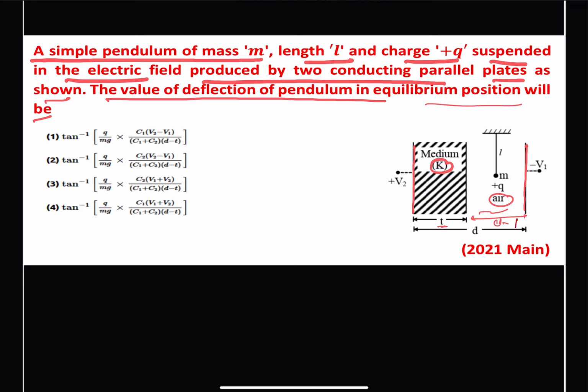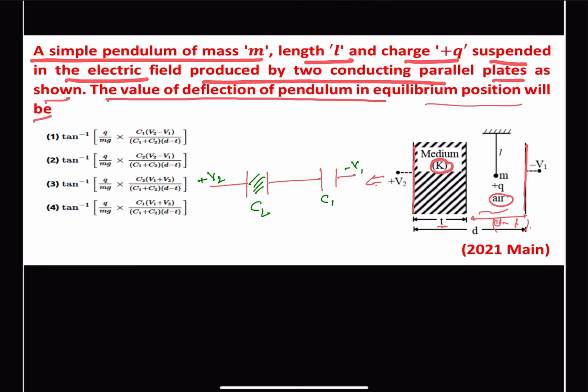So here we are having basically two capacitors. We can just draw its equivalent. This is the first one, which is going to have a dielectric, let us call this C2, and this is the second one with air as the dielectric, this is C1. On one end it has plus V2, on the other end it has minus V1. So this is the basic circuit for that.